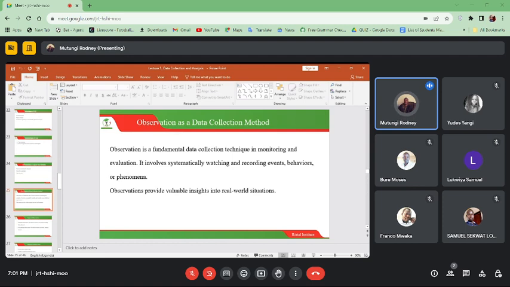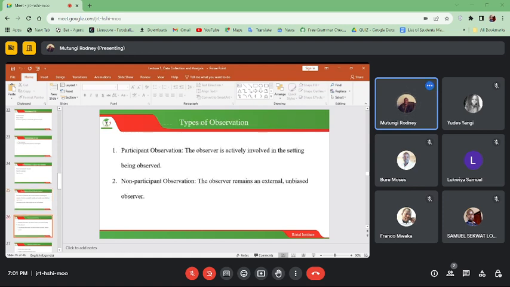And now we look at observation. So as the name suggests, it's more of watching and recording events, behavior, how people do things. So if I wanted to know how health workers use, for example, these weighing scales to measure the weight of people, I could utilize this data collection method of observation. Go to a healthcare center of the population that I'm targeting and observe how these health workers are doing it.